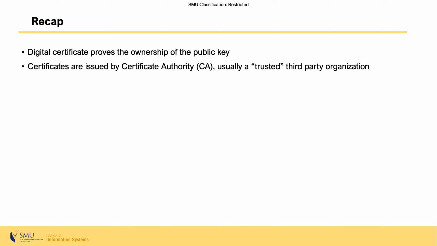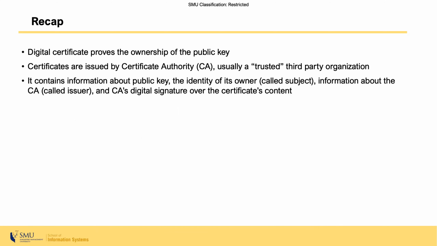So let us conclude the things that we discussed in digital certificates. First of all, digital certificates prove the ownership of the public key. Certificates are issued by a CA, usually a trusted third-party organization. Trusted is in quotes in the sense that sometimes we do have untrusted CAs. And typically, a certificate contains information about the public key, the identity of the owner, which is also called the subject, information about the CA, also called the issuer, and the CA's digital signature signed over the certificate's content.